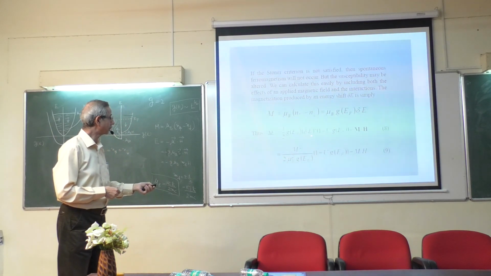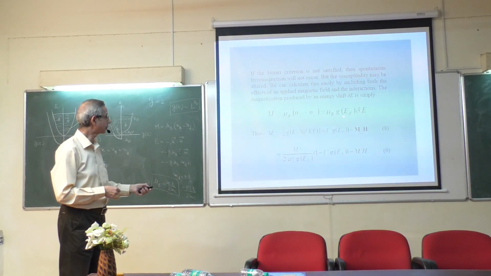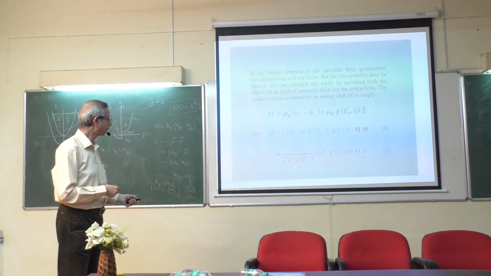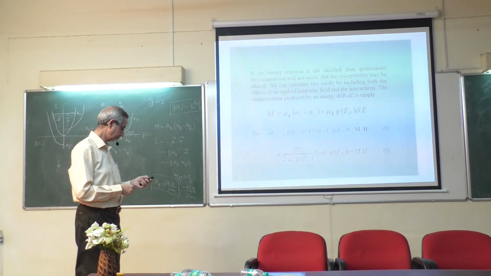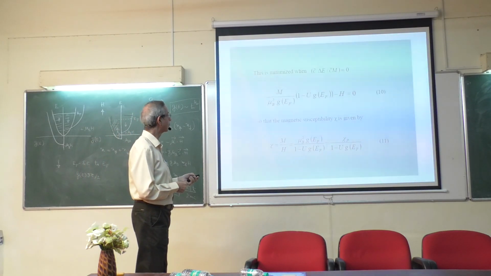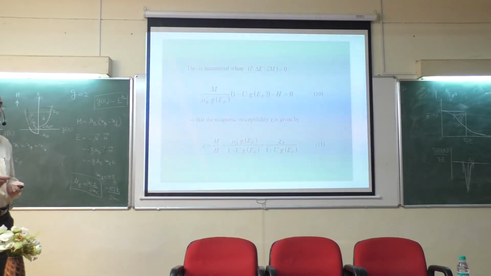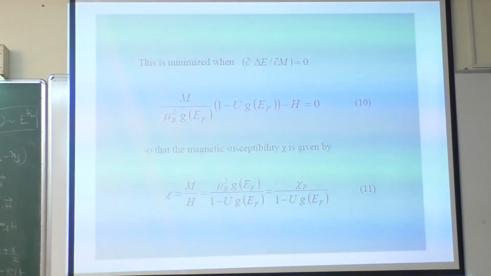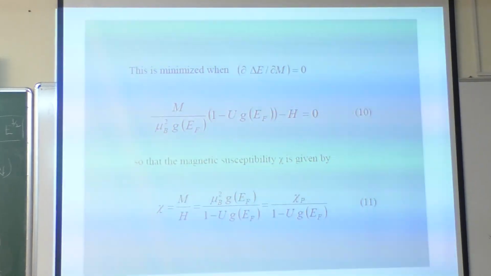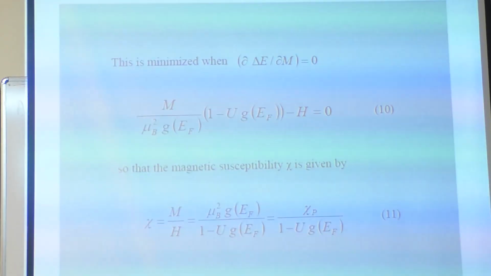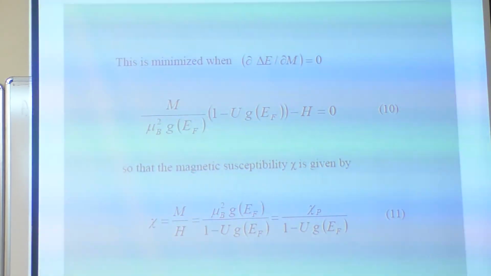So now, here I have substituted this in terms of m, because this can be written in terms of m. This is m square, so this is m square divided by this into this. The equilibrium state of the system is when the derivative of that whole function with respect to m is 0. Okay? So that gives you this, so that the magnetic susceptibility can be deduced.